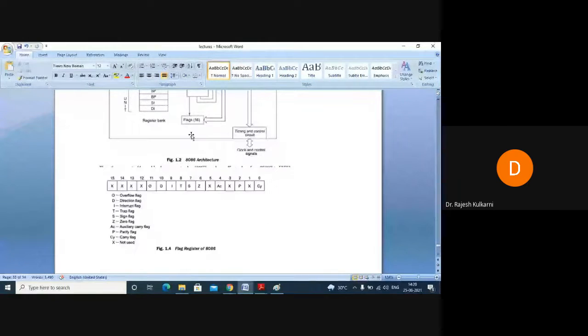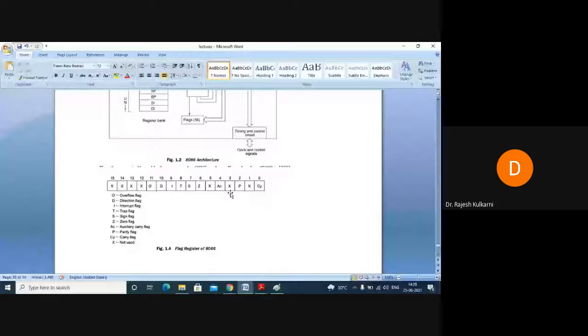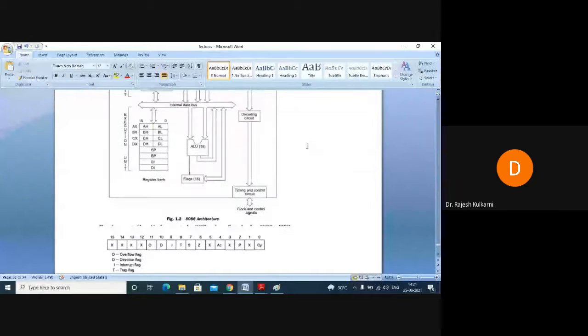Now, coming to your flag registers, you can see here, how many are there? 16, 0 to 15. But out of that, at some places you have X, X, X, X written. So 1, 2, 3, 4, 5, 6, 7. At 7 places, this X is written. It means it is not used. So, the rest of the flags will either give the result of the computation of the ALU, or will give some control information.